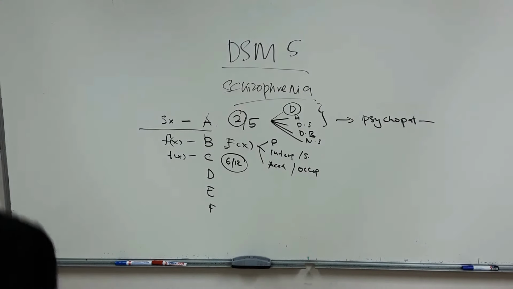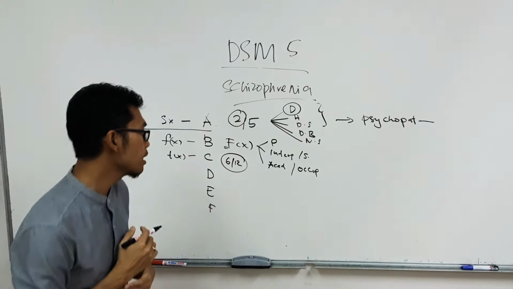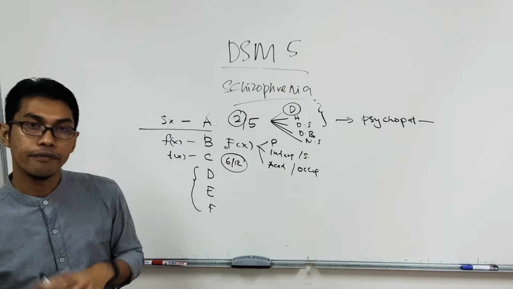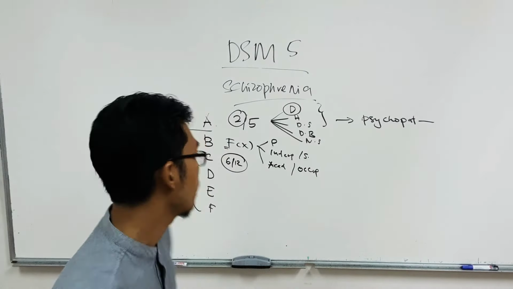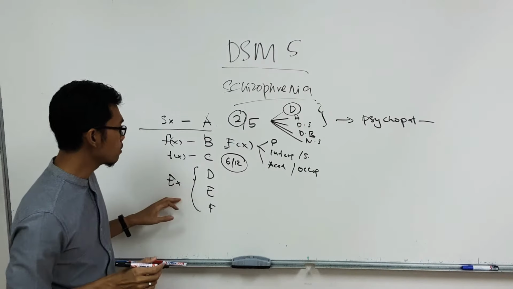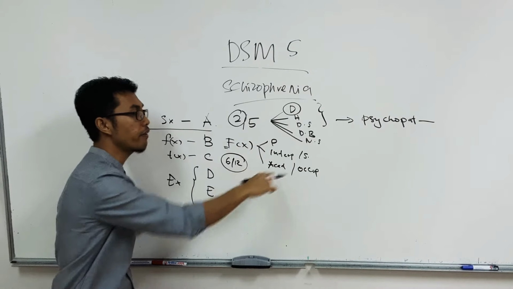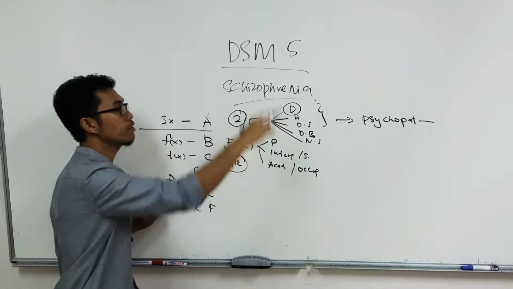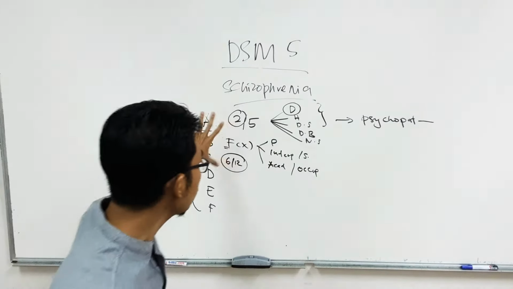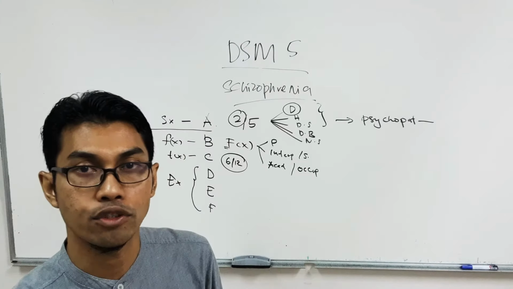Right. Now we come to D. Alright, so criteria D and criteria E and criteria F, these three criteria fall into one specific rule, that is exclusion. Okay, that means if you have these symptoms for that duration and it is affecting your function, you cannot call it schizophrenia unless you have made sure that these are not due to something else. Okay, that's what is meant by diagnosis of exclusion.